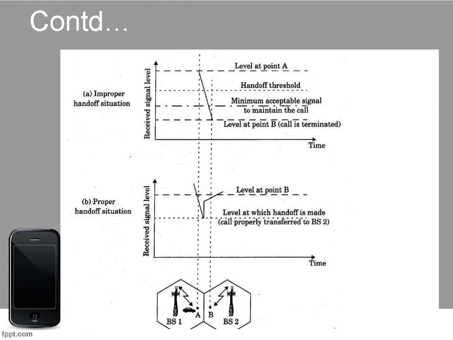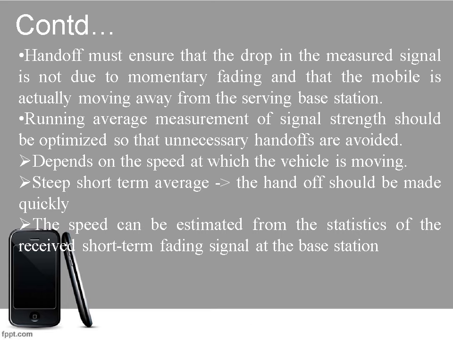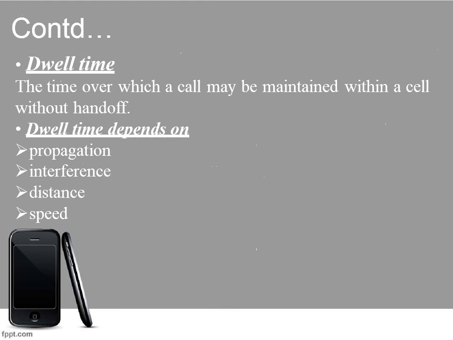This is the diagram which represents the handoff technique. Proper handoff situation and improper handoff situation are given. Handoff must ensure that the drop in the measured signal is not due to momentary fading and that the mobile is actually moving away from the serving base station. Running average measurement of signal strength should be optimized so that unnecessary handoffs are avoided. This depends on the speed at which the vehicle is moving. With a steep short-term average, the handoff should be made quickly. The speed can be estimated from the statistics of the received short-term fading signal at the base station.